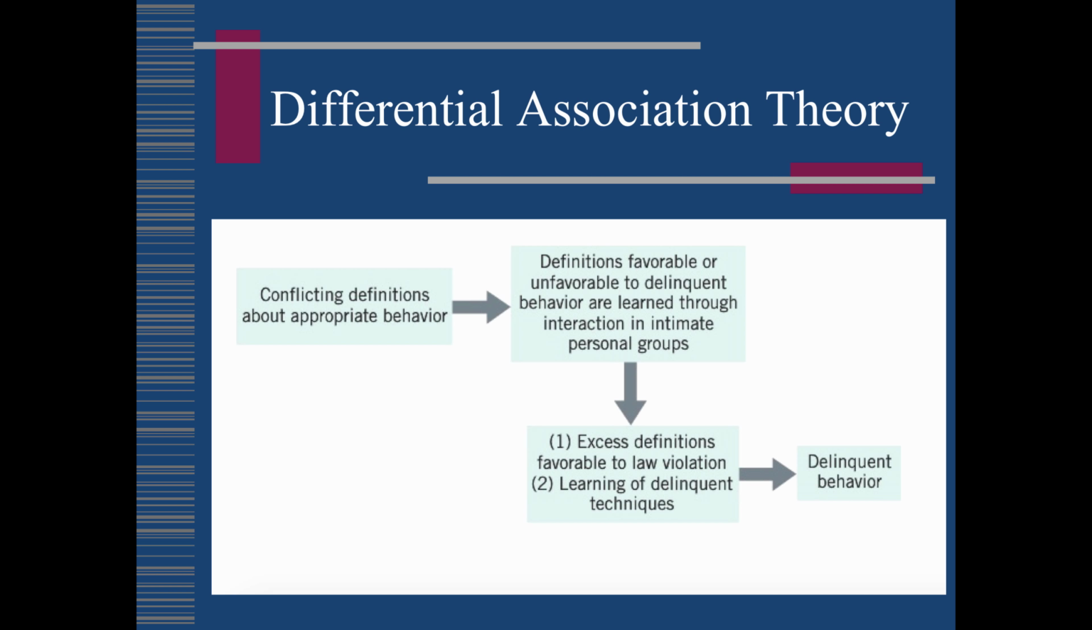This slide helps simplify what I just set out for you. It should help you see that there is conflict regarding what is appropriate behavior for delinquent versus non-delinquent youth, and that what is acceptable is learned through small group interactions. Not only does the delinquent youth learn how to do illegal acts, but they also learn the attitudes that will support violating the law through these small group interactions. The result, then, is delinquent behavior.